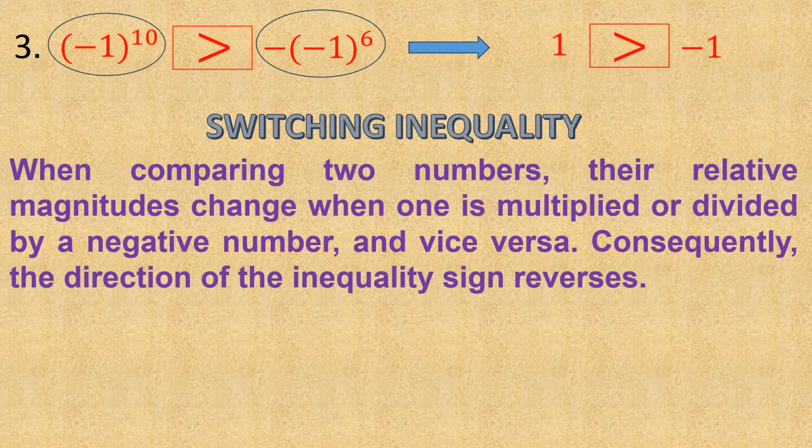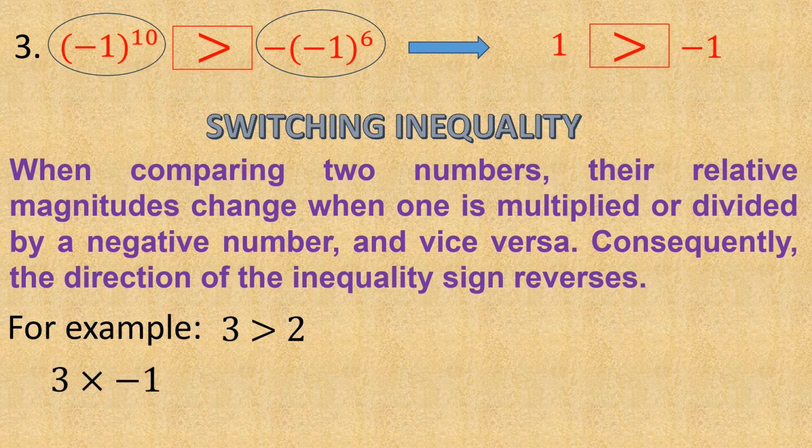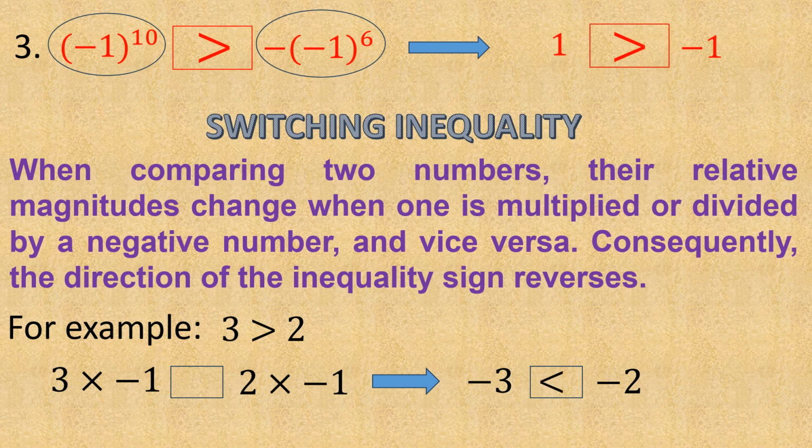When comparing two numbers, their relative magnitudes change when one is multiplied or divided by a negative number, and vice versa. Consequently, the direction of the inequality sign reverses. For example, we know that 3 is greater than 2. Now let us multiply both numbers by -1. We can see that -3 is not greater than -2 but less than -2. Hence, the inequality switches from greater than to less than.